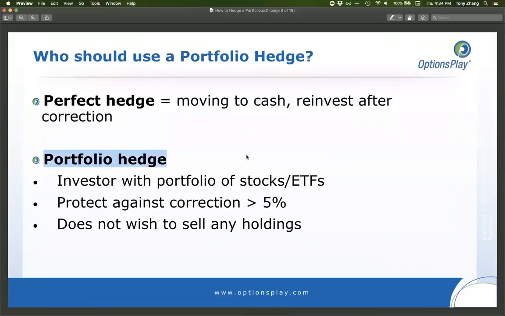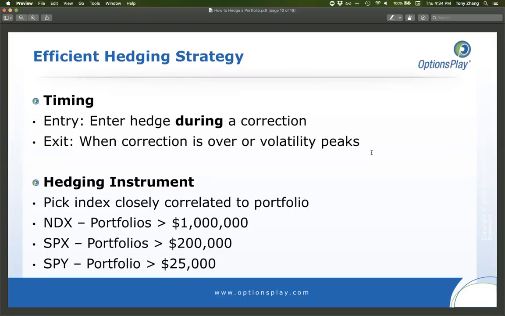The portfolio hedge is for an investor with a portfolio of stocks or ETFs who wants to protect against a correction greater than 5%, and you do not wish to sell any of your holdings. In that particular case, that's when you want to put on a portfolio hedge, buying a put option against the stock portfolios that you own. So if you've determined that moving into cash is not something you want to do, that you want to buy a put option, you know it's expensive, but it's a strategy that allows you to stay invested, but also protect yourself in the case of a major correction.